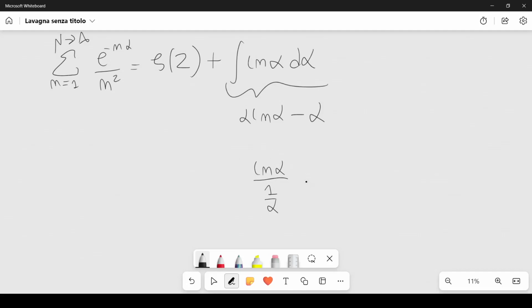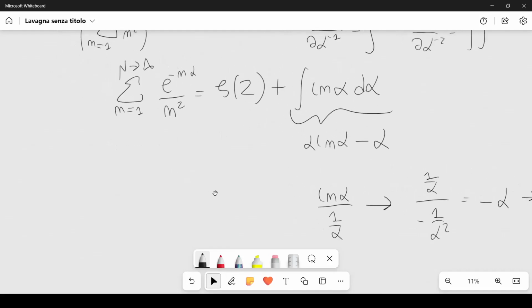So you can use L'Hopital. You can take the derivative of the numerator, which is 1 over alpha, and the derivative of the denominator, which is minus 1 over alpha squared. So this is equal to minus alpha, and when alpha goes to 0, this will go to 0. Simple as that. And therefore, here you find out that zeta of 2 is actually defined as the sum, n from 1 to infinity, of 1 over n squared.